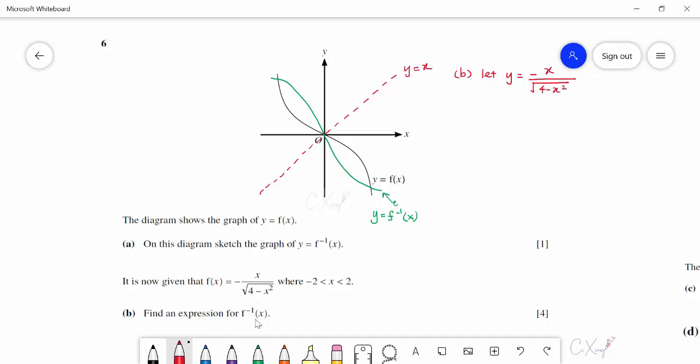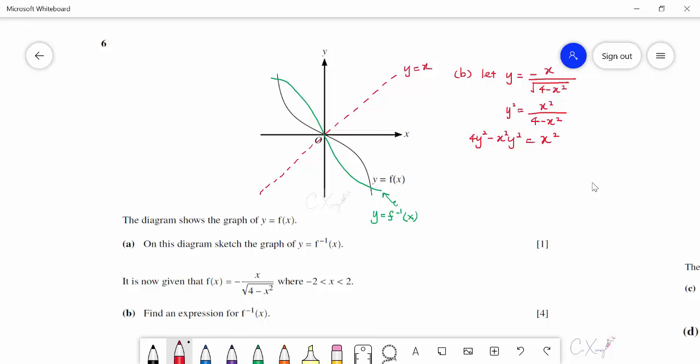Okay, so to get the inverse function, I have to rephrase my equation until I get x equals to something in y. All right, so to do that, I will slowly group all the things together. First step, I will square both sides. The next step is I will move the 4 minus x squared to the left hand side, and therefore this is what I get.